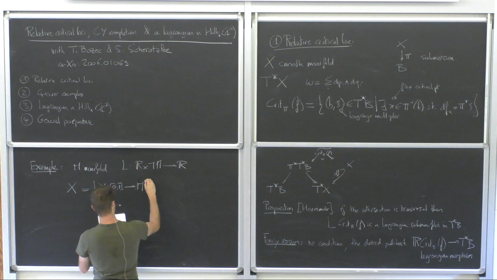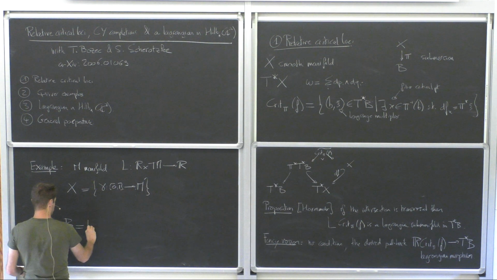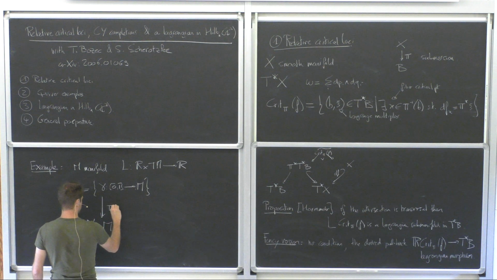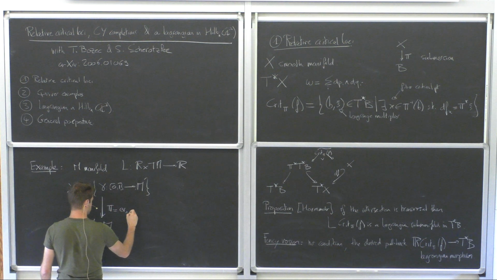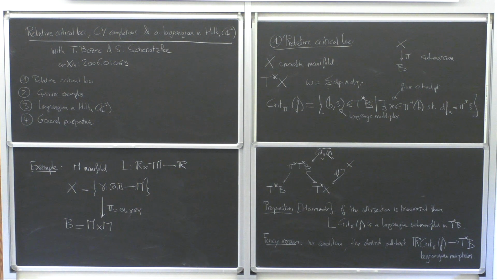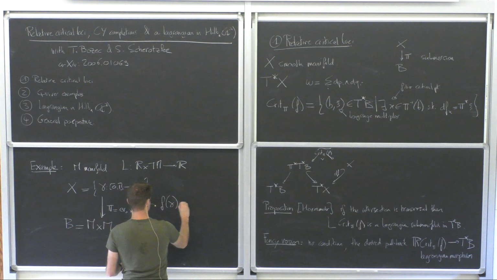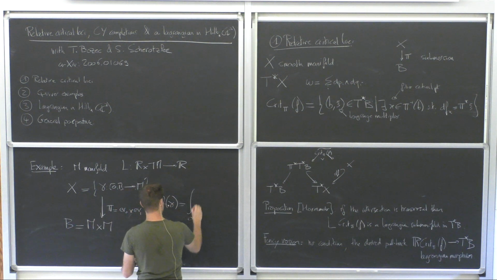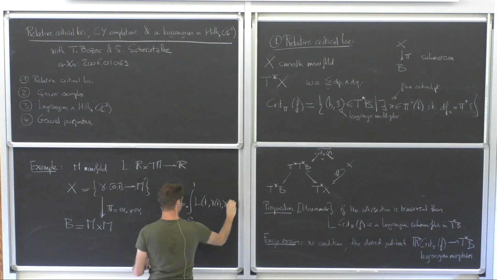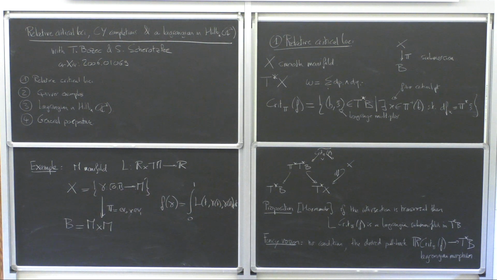And as B, I'm going to take M cross M, and the map down here is evaluation at 0 cross evaluation at 1, so evaluation at endpoints, right? And as an F, let me take the usual thing. It's the integral from 0 to 1 of L(t, gamma dot(t)) dt. So that's the usual action.